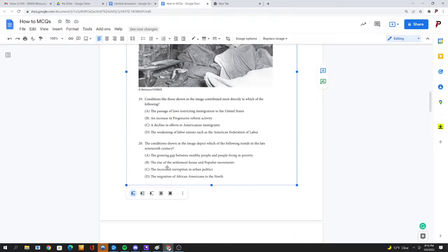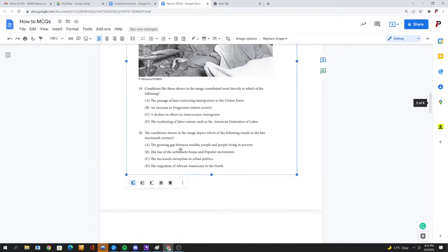history. Now, for question 20, as you can see, the conditions shown in the image depict which of the following trends in the late 19th century. See, these are 2 historical skills that the AP test really, really focuses on. Your ability to contextualize things and put them together in chronological order, understanding a timeline, basically. That is question 20, essentially. What is happening in this general time period? Okay? As you can see, it gives you that general time period as the late 19th century.